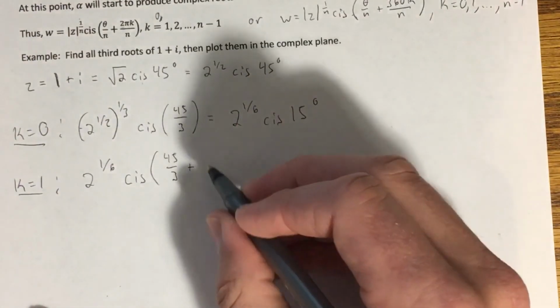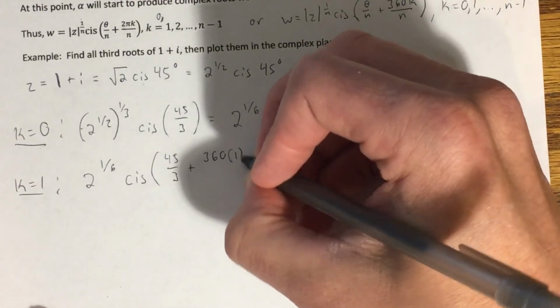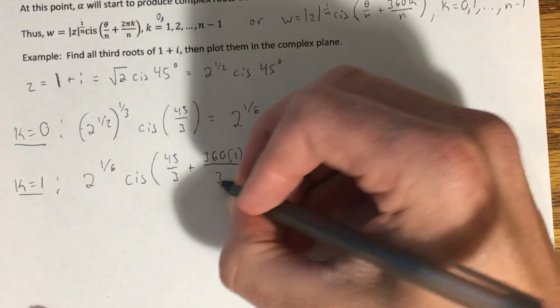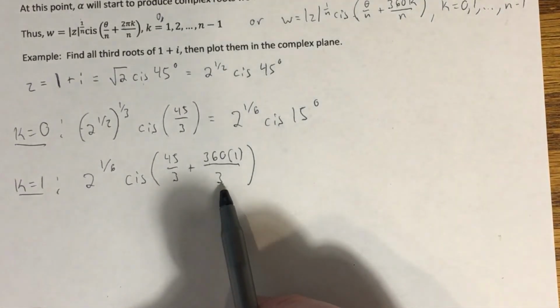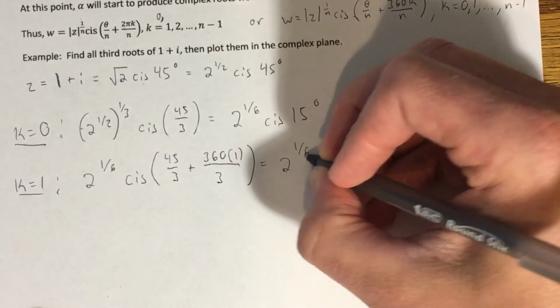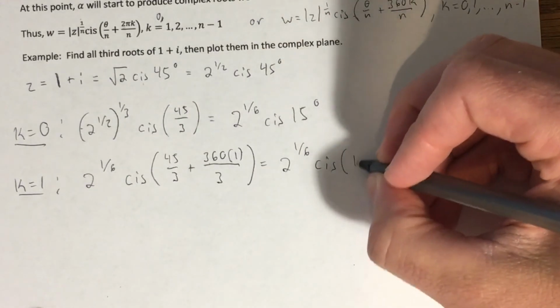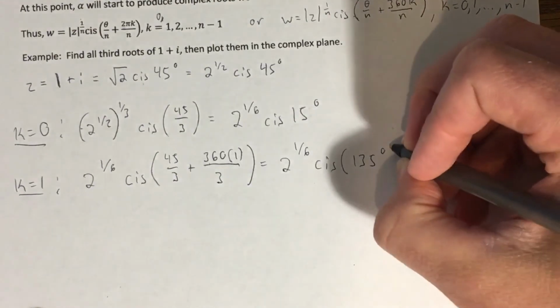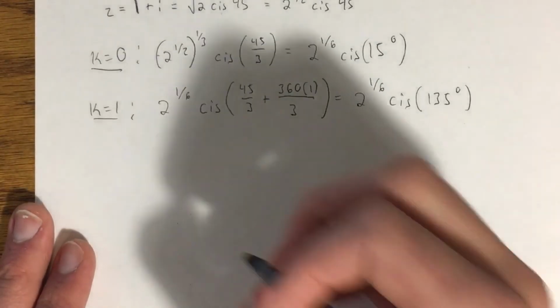But this becomes 360 times 1 over n, which is 3. Okay, 360 divided by 3, that would be 120 plus 15. So let's get this down here. 120 plus 15, that's 135 degrees. Okay, that's our next root.